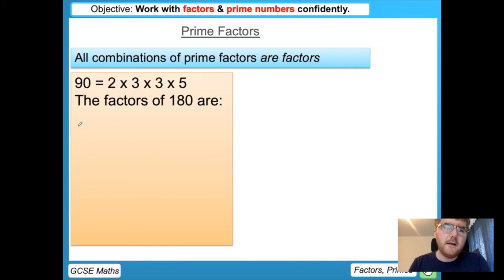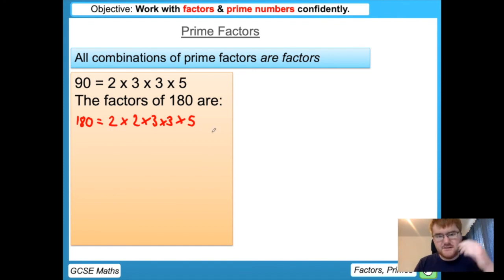Notice if I just add on an extra 2, so if I copy out what's on the board there and just multiply it by 2, that gives me 180. You can check this as well. So 5 times 3 is 15, 15 times 3 is 45, 45 times 2 is 90, 90 times 2 is 180. And what I'm saying here is that all combinations of these factors are factors themselves.